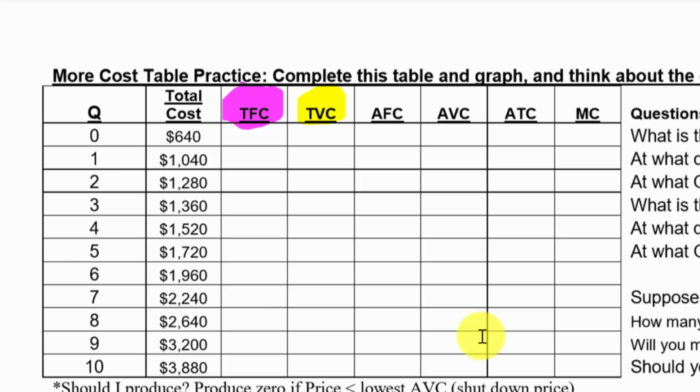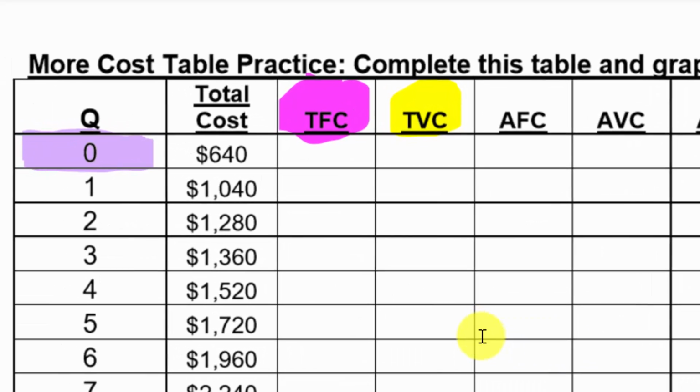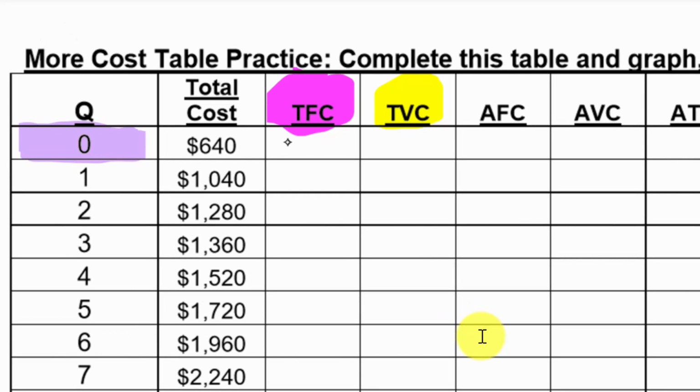Since when we're looking right here at producing 0 units, this is one option a firm has. Basically what a firm is doing here is telling its employees to stay home that day. We don't want to spend any money on variable costs. We don't want to spend any money on labor or materials. The only costs that are going to be left when you're producing 0 units are fixed costs. So that's key number one in order to fill out a table like this: when you're looking at the cost of producing 0 units, that $640 there are your fixed costs.